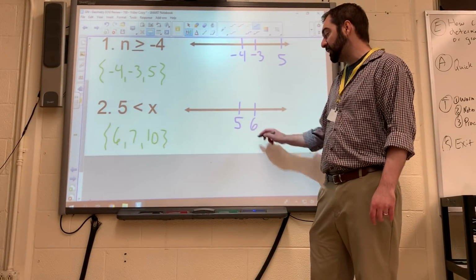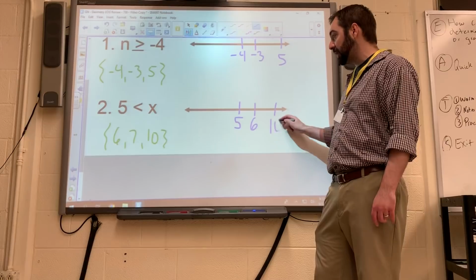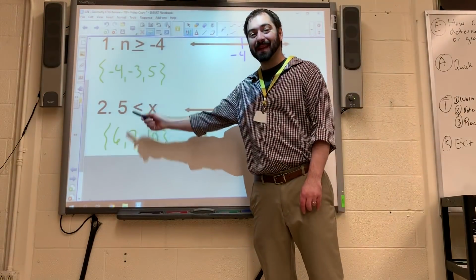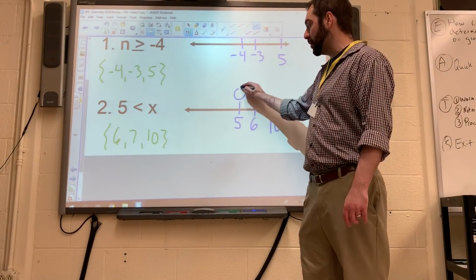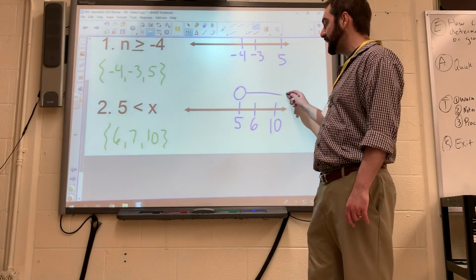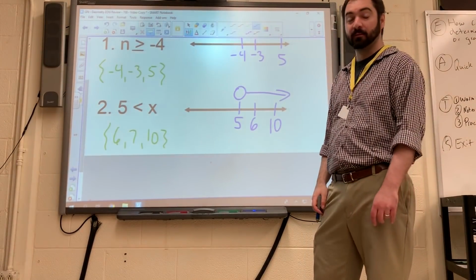I know, again, 6 is to the right, 10 is to the right. This time, I have just a less than symbol, which is going to be an open circle starting at the number 5. And again, I'm going to shade in the direction of my solution set.